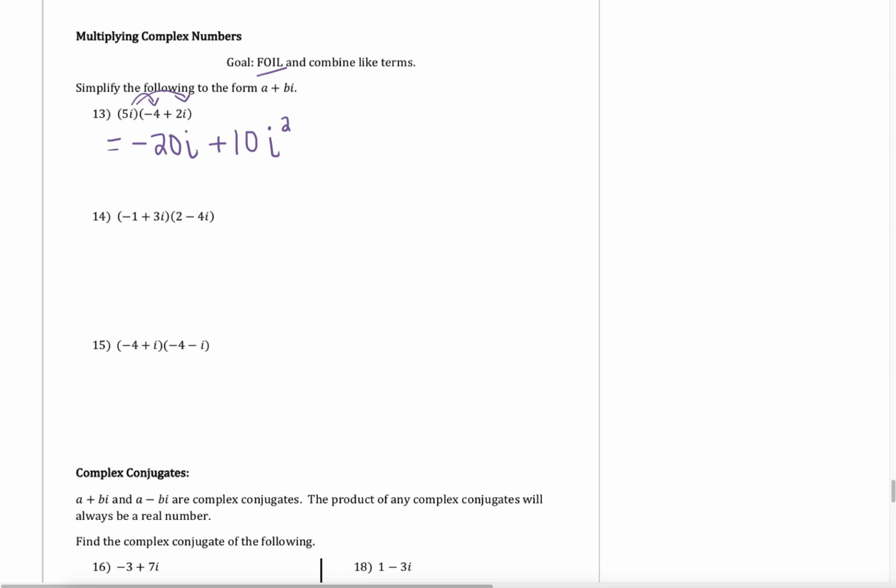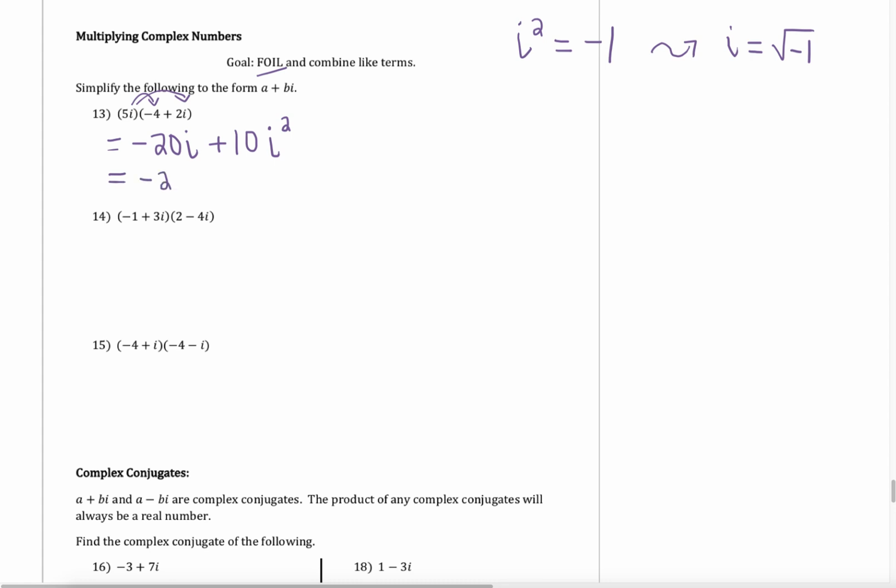Now, our goal was to get it to the form of a plus bi. I don't want any i squareds in there. What do you think I can do to replace that i squared? Do we remember what i squared is equal to? So i squared, we learned way back at the beginning, is equal to -1. That's the definition of what i is, since i is equal to the square root of -1, that's why i squared then is equal to -1. So I can go ahead and replace the i squared with a -1.